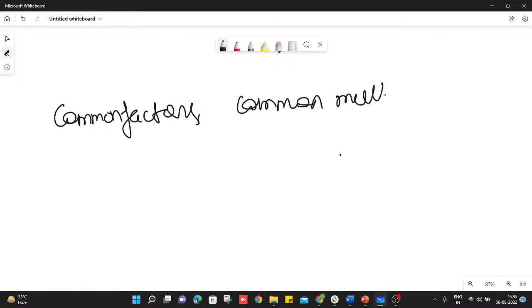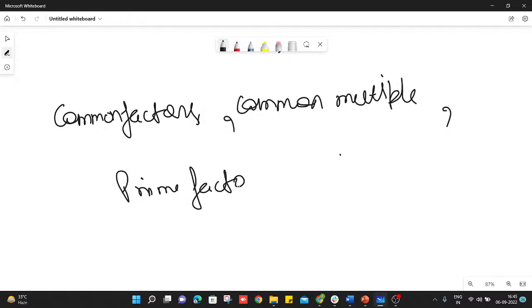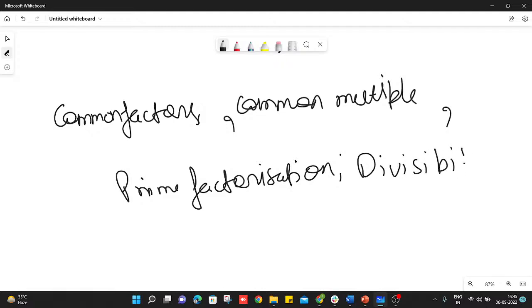So what we have discussed in today's session is common factors, common multiples, prime factorization, and divisibility rules. So you must keep an eye on this topic.